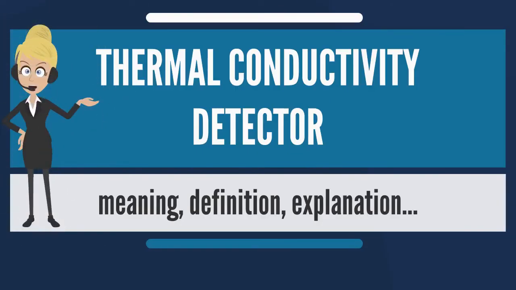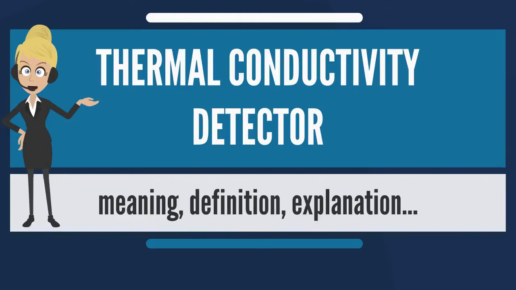The thermal conductivity detector, TCD, also known as a catharometer, is a bulk property detector and a chemical-specific detector commonly used in gas chromatography. This detector senses changes in the thermal conductivity of the column effluent and compares it to a reference flow of carrier gas.